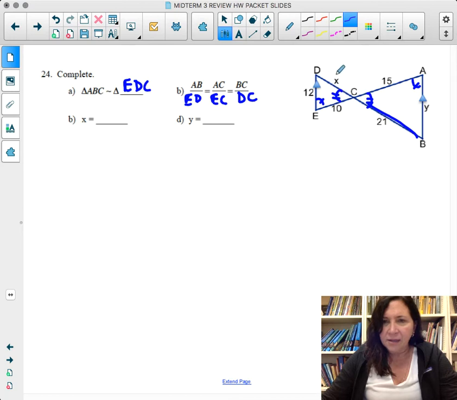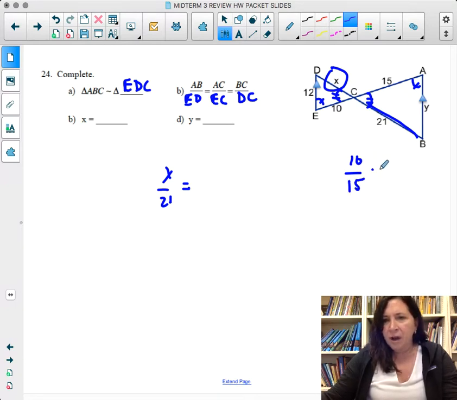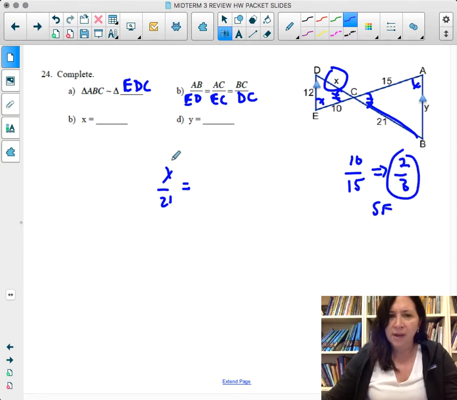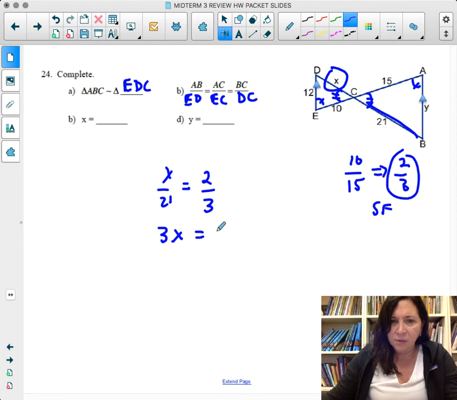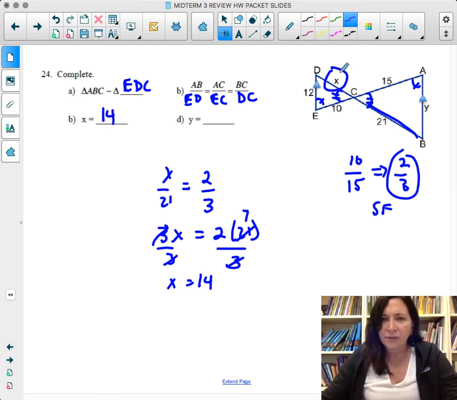To find x, this is x, we're going to make a proportion. I'm going to say x is to 21 as 10 is to 15. That's my scale factor. 10 is to 15 is my scale factor. Divide by 5, I get 2/3. So my scale factor is 2 to 3. So I can say x is to 21 as 2 is to 3. So we get 3x is equal to 2 times 21. Divide by 3. The 3's cancel. I get x equals, 3 divides into 21, 7. 7 times 2 is 14. So x is 14.